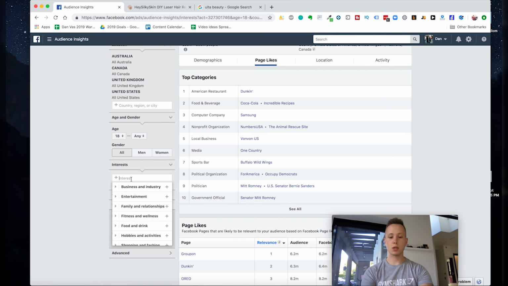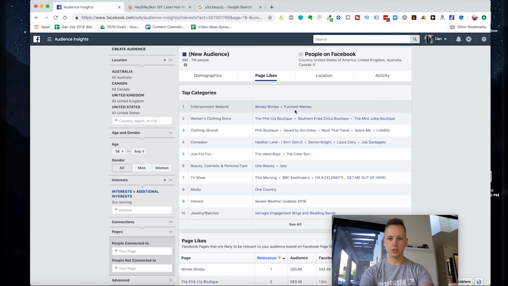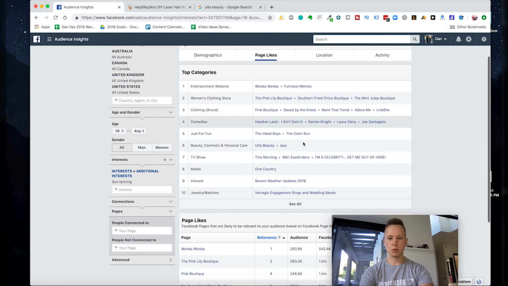We can also think of a similar interest, like tanning. For sure, people that are interested in hair removal would be interested in tanning. So sun tanning, we can try that. Okay, so funniest memes would not be relevant. There's no point in even doing that.